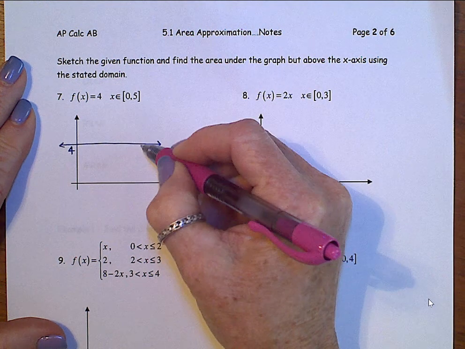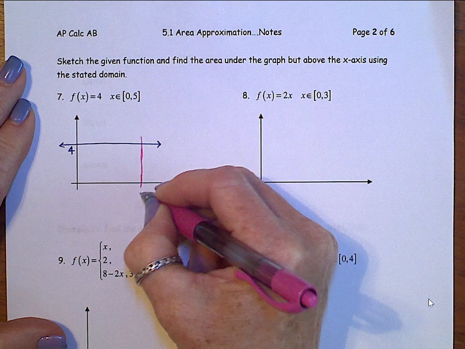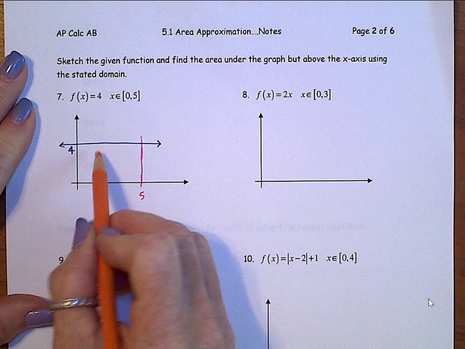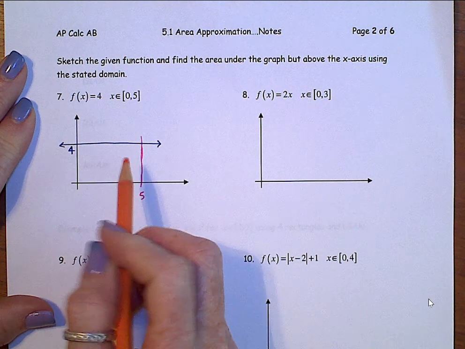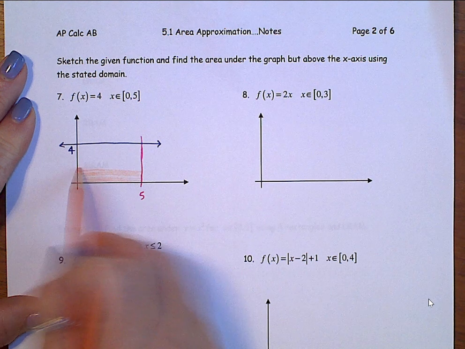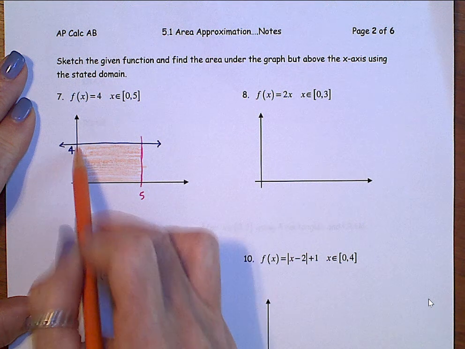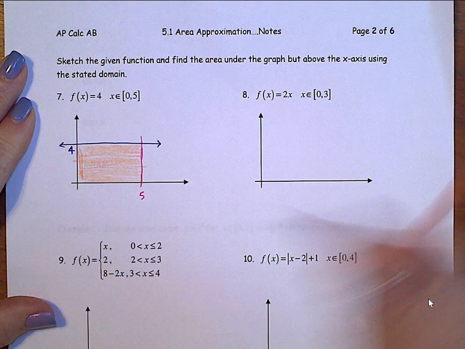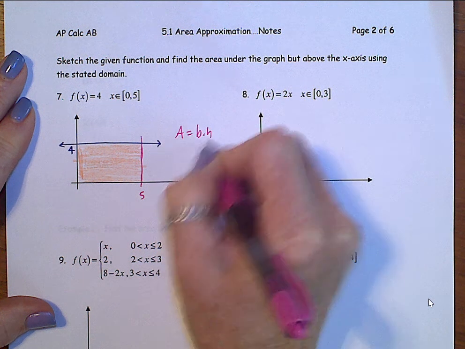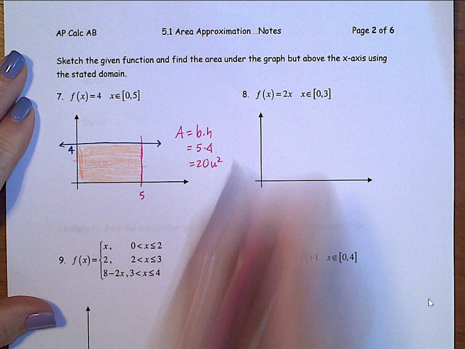0 to 5, that's going to stop us right here at 5. So the area we are interested in finding underneath that function, but above the x-axis for x between 0 and 5. This is the area that we want, this rectangle. So we will see that area is base times height, or 5 times 4, 20 units squared.